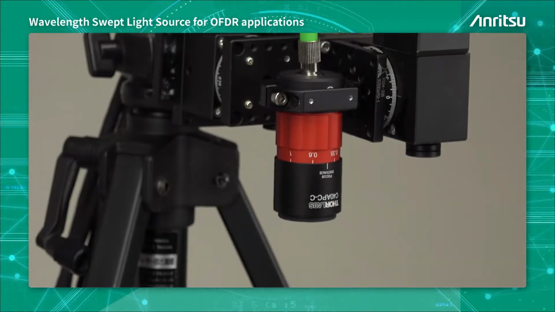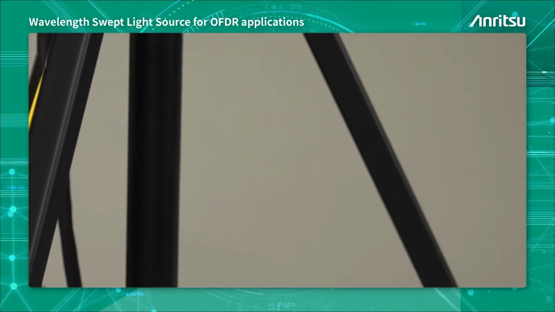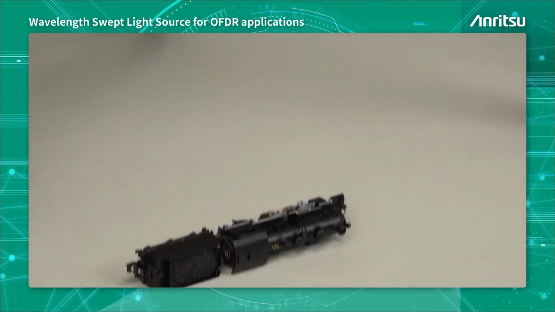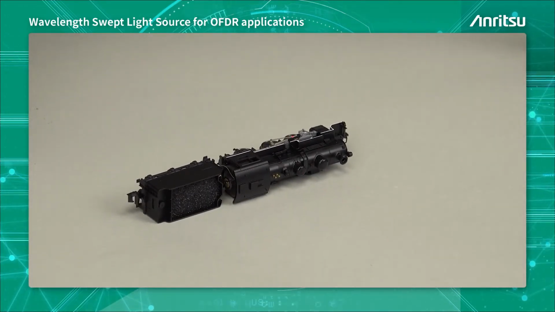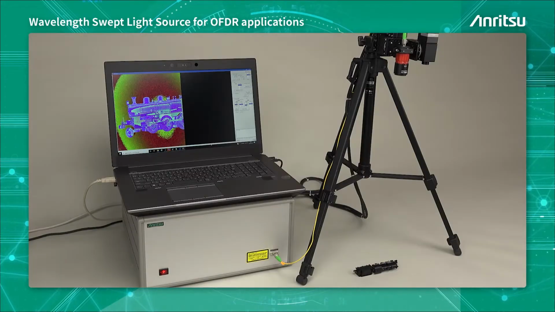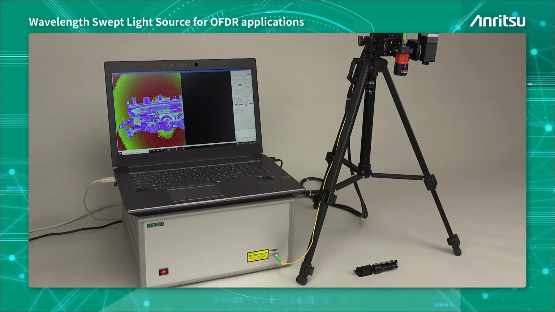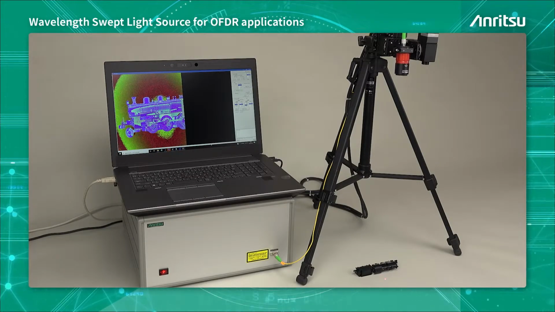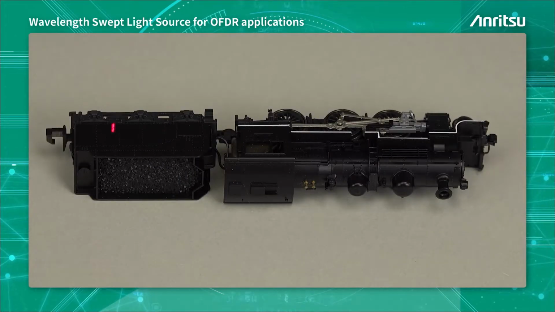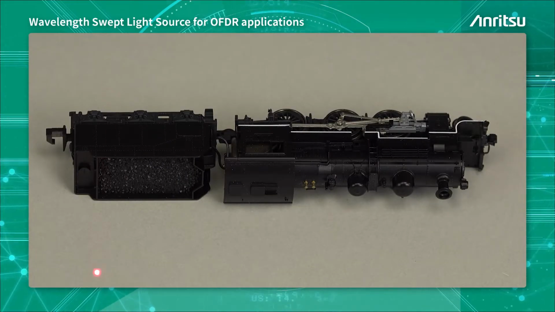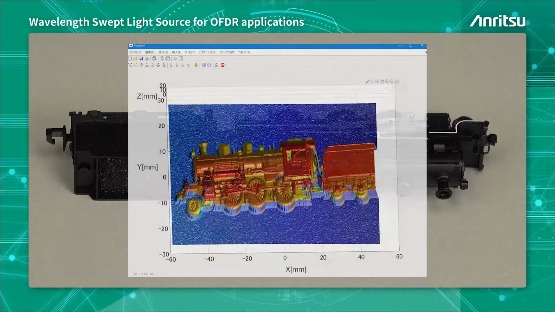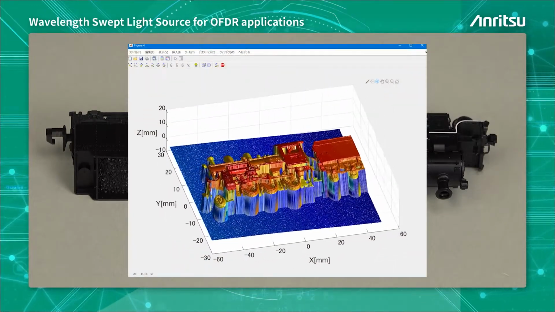Now you are watching some examples of OFDR applications, one of the optical length measurement methods using our wavelength swept light source. The shape of the train model is being measured from a distance of 1 meter. Applying our light source to OFDR enables high precision measurement even from a distant range.